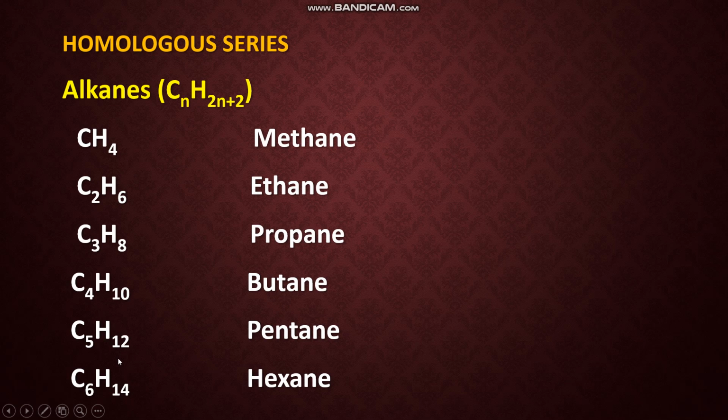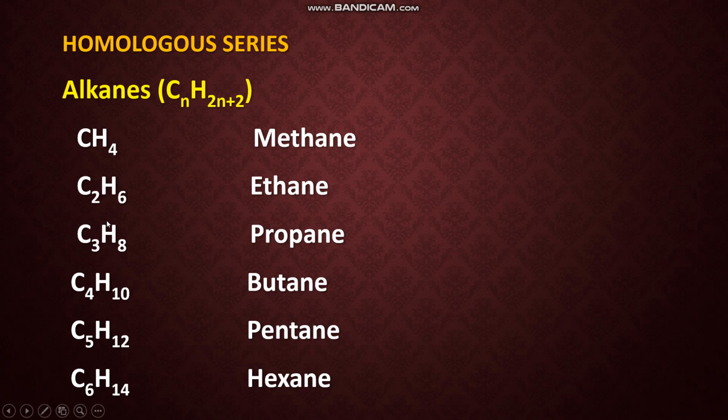Now consider this series. What is the difference between the first and second members here? First member molecular formula is CH4. Second member ethane, its molecular formula is C2H6. What is the difference between these two? They differ by one carbon atom. You can see one carbon atom more here. There are two hydrogen atoms more here. So they differ by one carbon and two hydrogen atoms. That means one CH2 group.